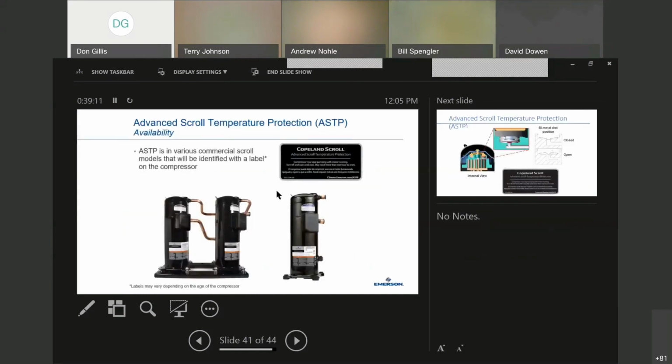And here is the advanced scroll temperature protection, or the ASTP, that we talked about the other day. I think that was Friday. We have a tandem here and then a single here. Again, we're looking for that sticker on the outside. This, again, is a bimetal safety device. Again, like the TOD, it goes off somewhere around 270, 275. Again, you'll notice with all of our safety devices internally, they all go right underneath that 300 degrees. That 300 degrees is important to know because that's when our oil starts to break down.